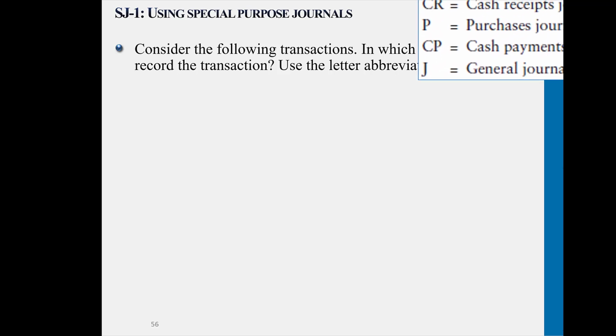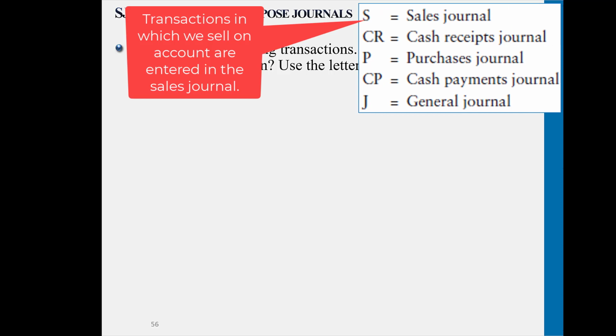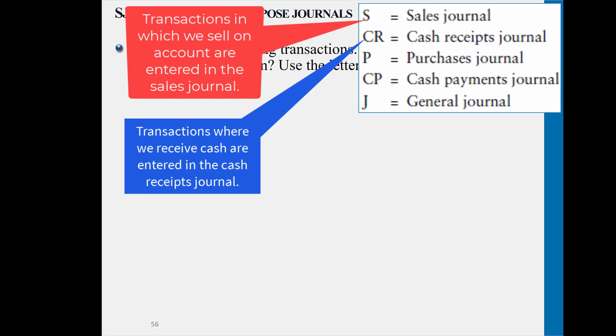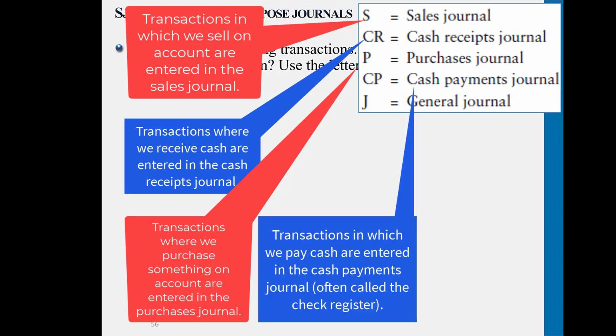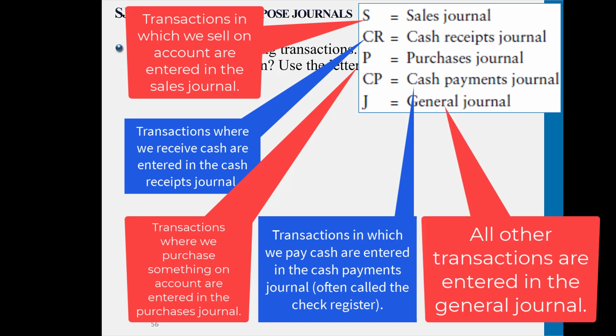So here are our abbreviations. S means the sales journal, and of course the sales journal only has sales on account. CR is cash receipts journal. We use that journal whenever we receive cash. P is a purchases journal. We use that when we purchase something on account. CP is a cash payments journal. We use that whenever we're paying cash, so that is like a check register. And then if a transaction does not go in any of those, we're just going to put them in J, which is a general journal.